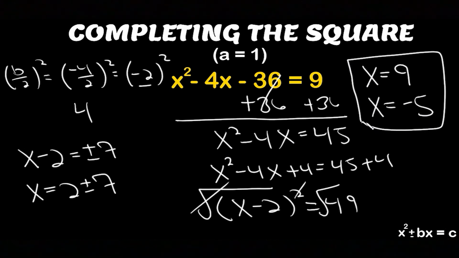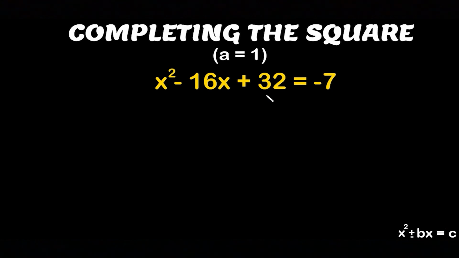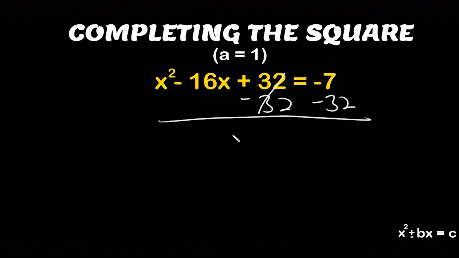All right, let's try one more example. So here's our last example. Again, same type of setup. We're going to go ahead and clean it up, make sure we're in the right format, and then we can go for it. So minus 32 on both sides. This will cancel. I get x squared minus 16x equal to negative 7, negative 32. I get negative 39. Okay? We are now in the correct format.